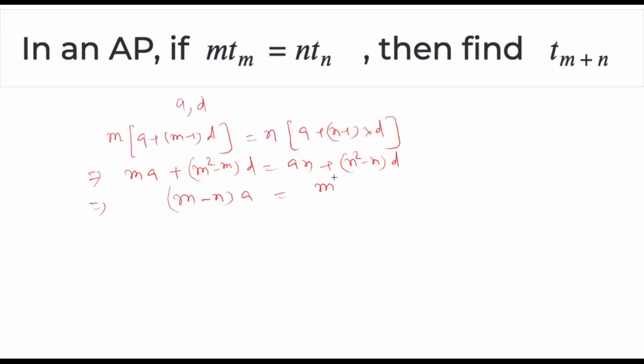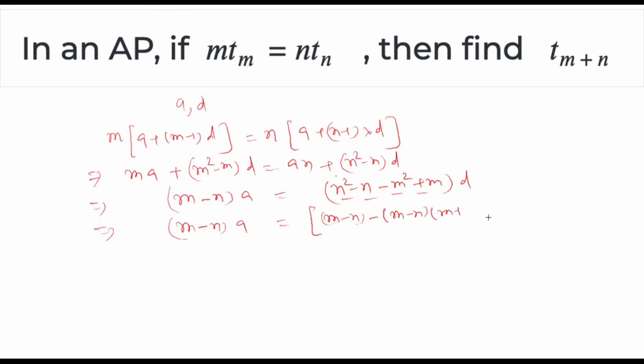So this becomes m square minus m. So this becomes n square minus n minus m square plus m, into d. So this is how it is looking. It looks like m minus 1 will be taken common and they get knocked off in a sense. So I take m minus n common. So this will be m minus n, this two together, and this minus m square minus n square. So this is m minus n into m plus n into d.